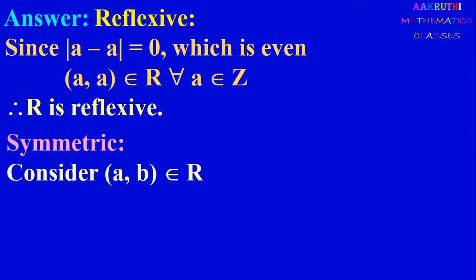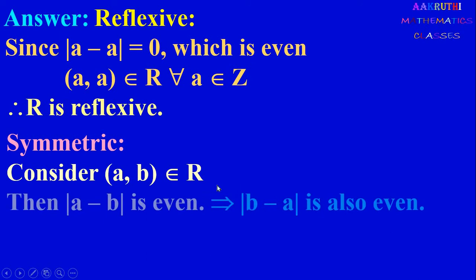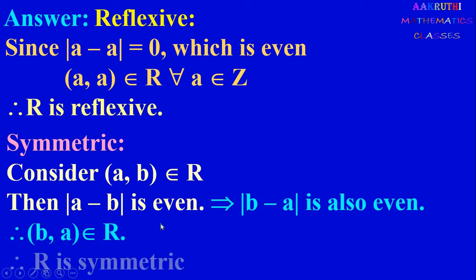We consider (a, b) belongs to R. That implies mod of a minus b is even. If mod of a minus b is even, then mod of b minus a is also even. So if (a, b) belongs to R, then (b, a) also belongs to R. Therefore, this relation is symmetric.